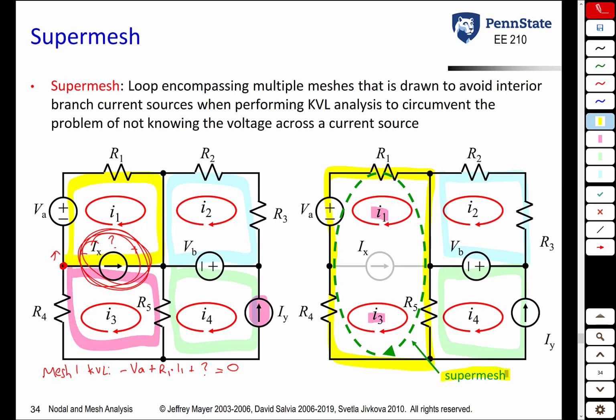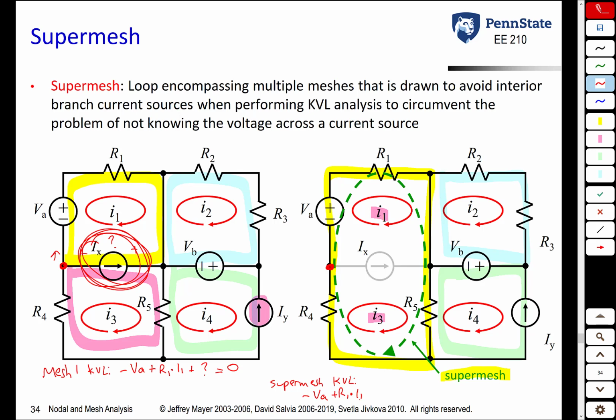But what we're going to see here is when we try to write our KVL equation, let's start at the same red node here. So the supermesh KVL we're going to find is doable. Starting at that red node, we hit the voltage source, so it's negative VA. The voltage drop across R1 is what? R1 times I1.